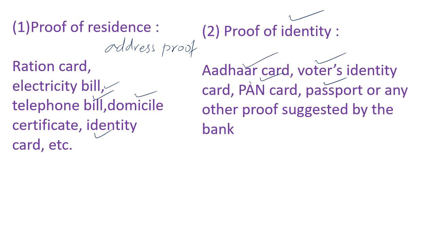Normally PAN card comes after 18 years, voter's identity card comes after 18. Normally a bank account is opened after 18 years, but there are mechanisms nowadays to have a minor account and other aspects. Now the point is that proof of residence and proof of identity, proof of address and proof of who you are, is required for opening a bank account.